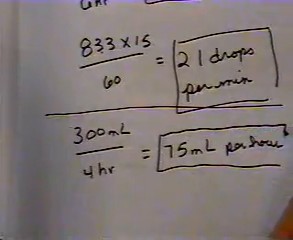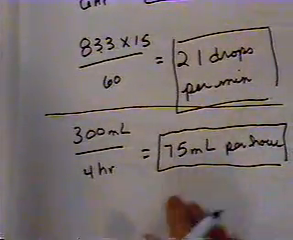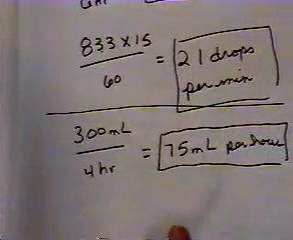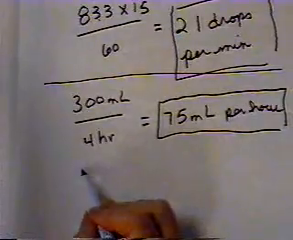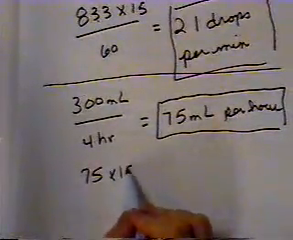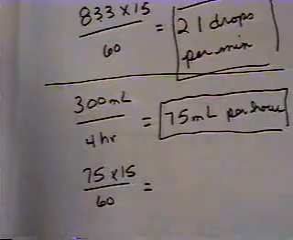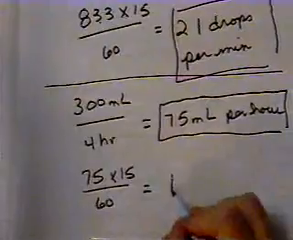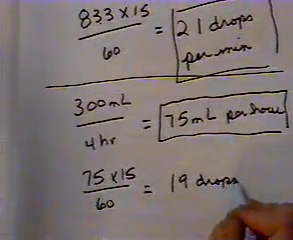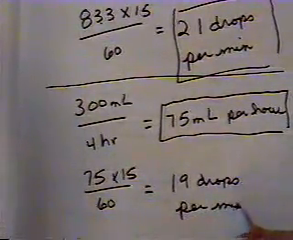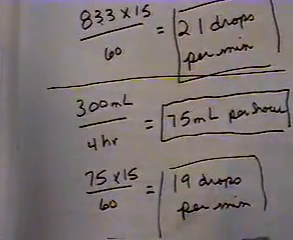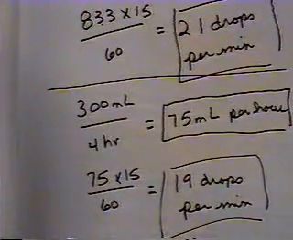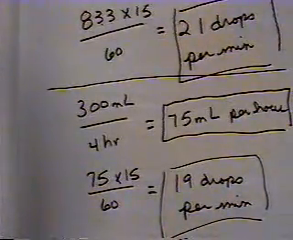Sometimes because of rounding or sometimes just because of the weather conditions, some IVs will go a lot faster some days than other days. So if I've reset it for 75, now I go 75 times the drop factor over 60, or 19 drops per minute. So sometimes you have to go in and check and see if you need to adjust the IV.